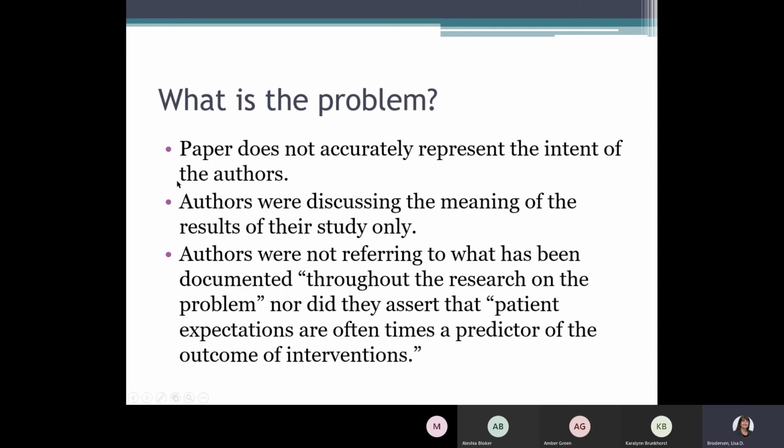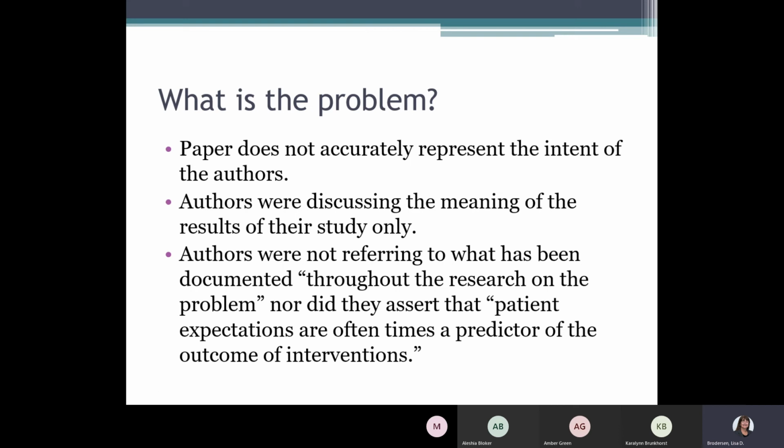So what's the problem? Well, the problem is the paper does not accurately represent the intent of the authors. It's not necessarily that this time we have not formatted borrowed words as a quotation, but the way we've presented the information is not an accurate representation of the authors. The authors were discussing the meaning of the results of their study. They were not referring to what has been documented throughout the research on the problem, and they did not assert that patient expectations are oftentimes a predictor of the outcome of interventions.